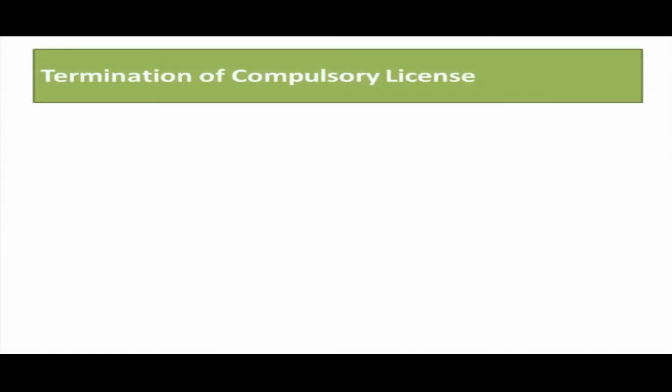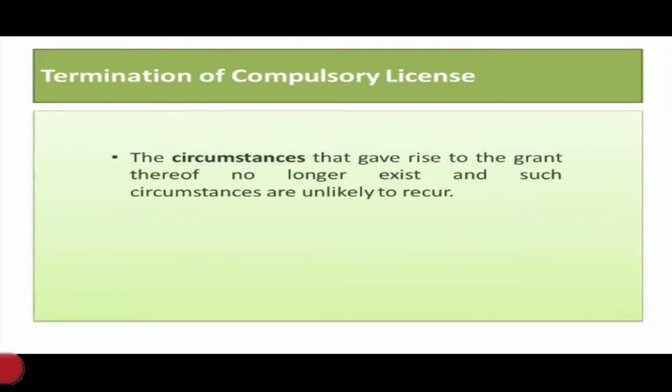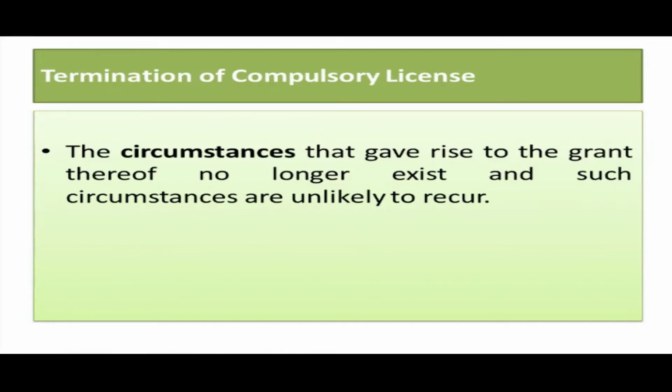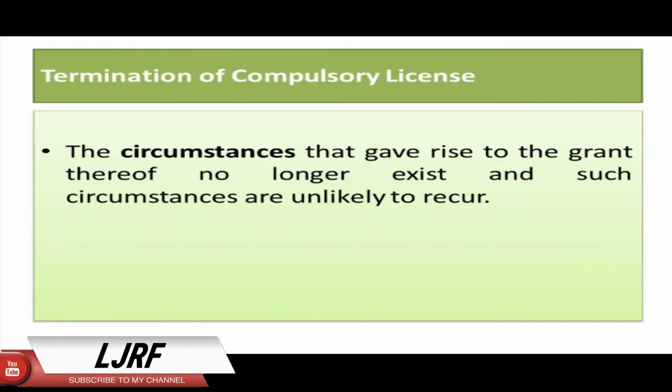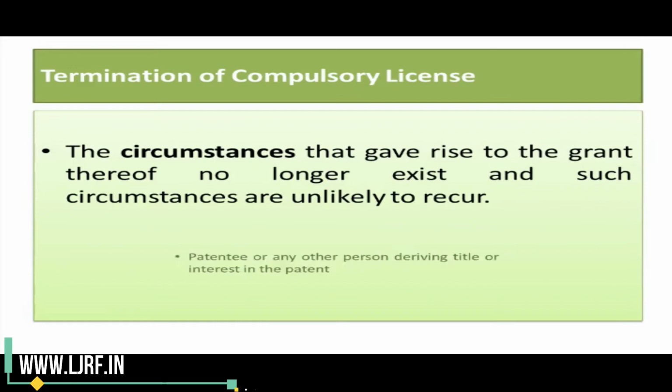And termination of compulsory license, that's also something to be seen. When is it terminated, and how is it terminated? The power to terminate a compulsory license is also vested with the controller of patent. If the circumstances that gave rise to the grant of compulsory license no longer exist, and such circumstances are unlikely to recur, then it is a good situation where the controller of patent may withdraw or may terminate the compulsory license that is granted to the party.